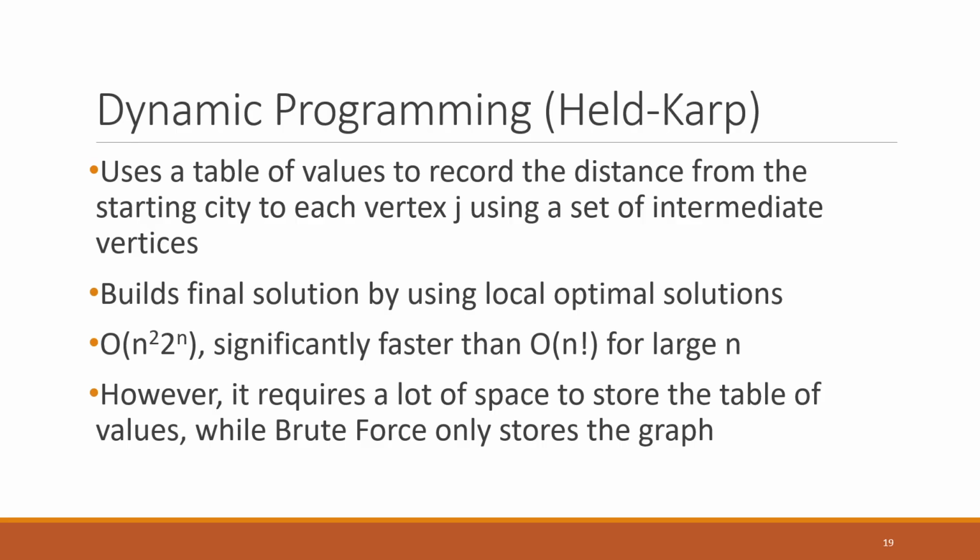Dynamic programming. Dynamic programming, or DP, uses a table of values to record the distance from the starting city to each vertex j using a set of intermediate vertices. The goal is to build a final solution by using local optimal solutions. This algorithm has been shown to be big O of n squared times 2 to the n, which looks large, but is actually significantly faster than n factorial for large n. However, due to storing a table of values, DP requires a lot more space than brute force, which only needs to store the graph.